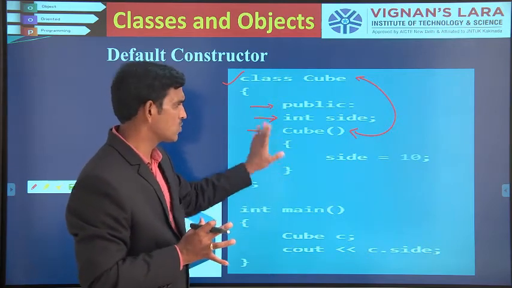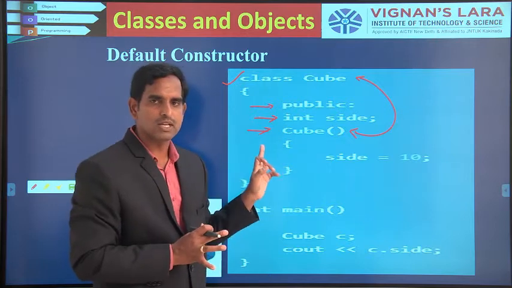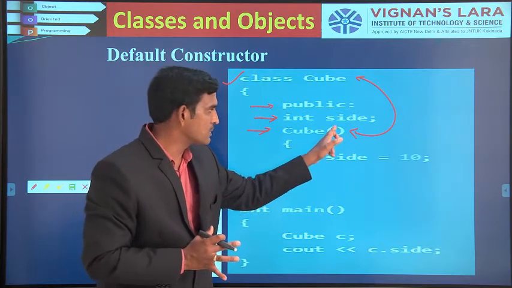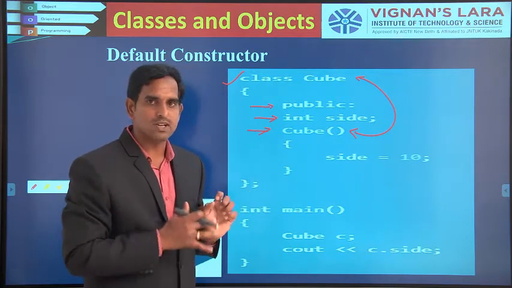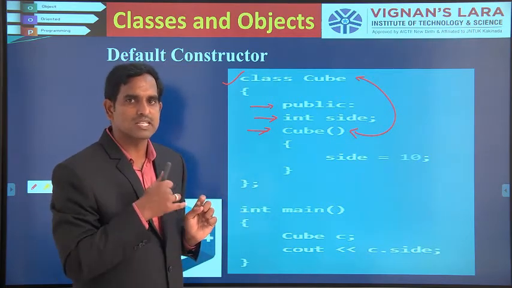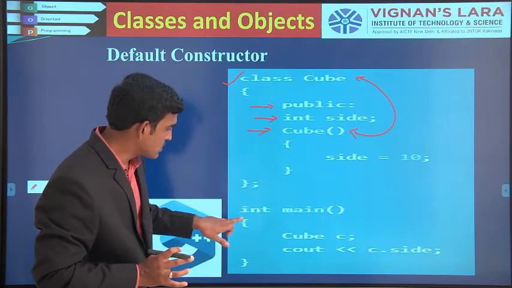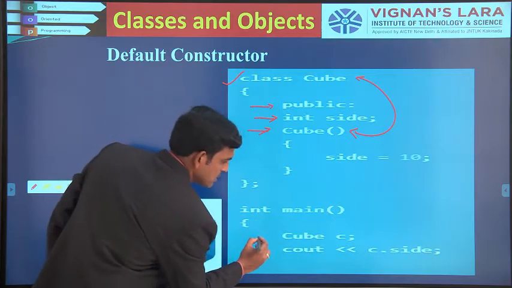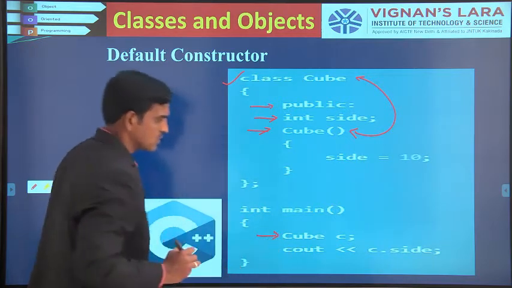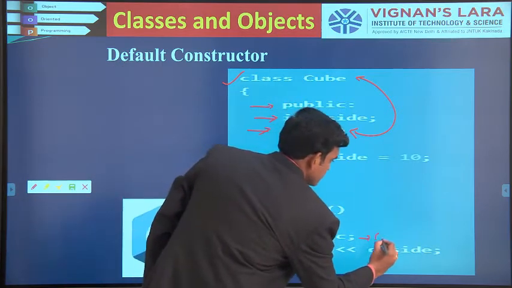We need not concern too much about this. Just know that it has the same name as your class, and you are not specifying anything inside your function arguments, that is, you are not specifying any parameters. That is why we call it a default constructor. So next we have written main, cube c. When I write this, we are creating one object here.